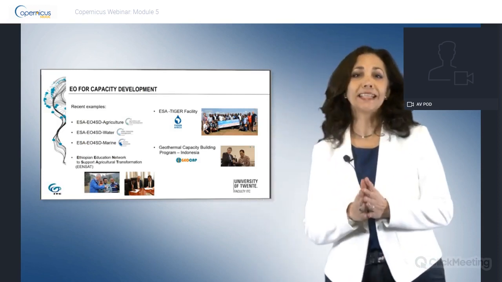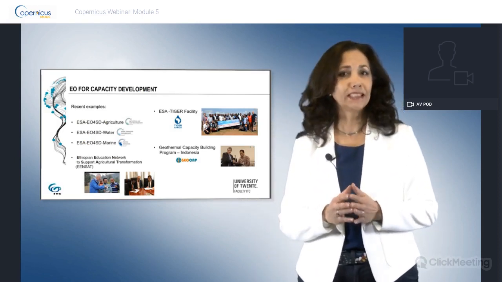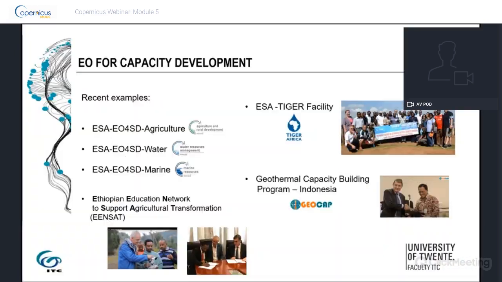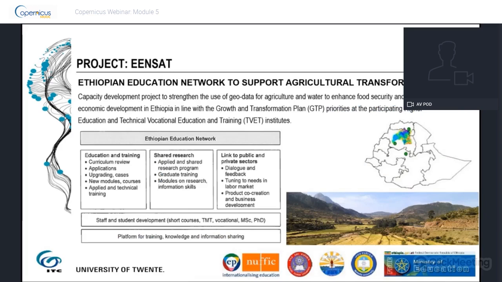Here you can see some examples of recent projects on capacity development in which Earth observations have played a fundamental role. For instance, initiatives funded by the European Space Agency, such as TIGER or EU4SD, or the NSAT project in Ethiopia, funded by the Dutch government, for which you will find here some details.